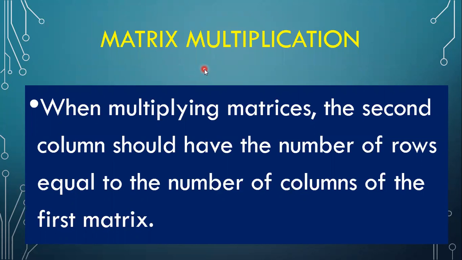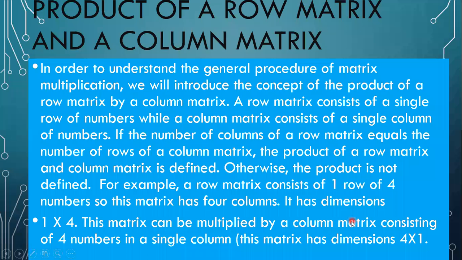When multiplying matrices, the number of columns in the first matrix should be equal to the number of rows in the second matrix. That is the key thing that we need to know, for the two matrices to be multiplied. For example, if the first matrix is a 1 by 4, then the second matrix should be a 4 by 1 matrix, such that you can see that the number of columns for this is equal to the number of rows for this one. So we can go ahead and multiply the two matrices.